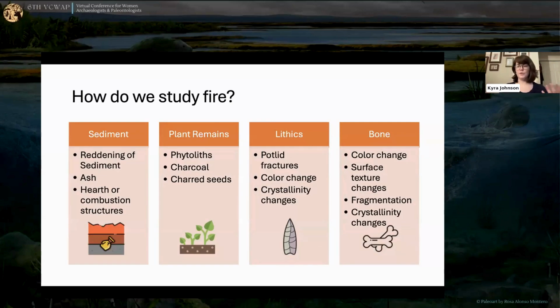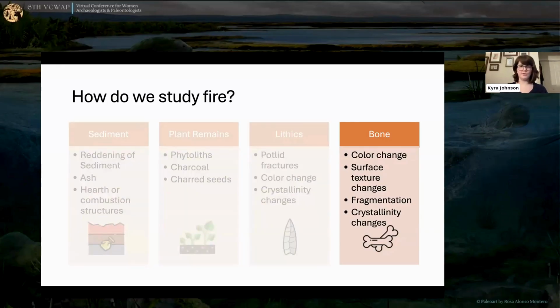There are a multitude of ways, or proxies, that we can use to study fire, including sediments outside of a hearth structure, plant remains, lithics, and bone. Today, specifically, I want to focus on bone and the way it can be interpreted at a multi-level resolution. We can look at anything from the way the color changes, to the surface texture, to the way the crystal structures react in relation to heating conditions. Specifically, I am focused today on that surface textural analysis.